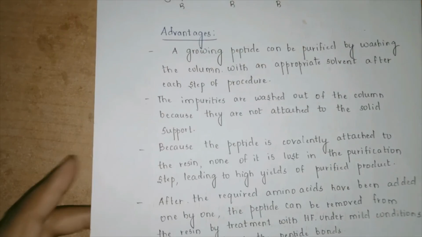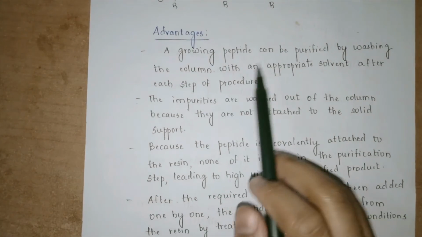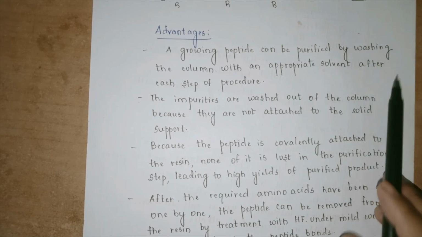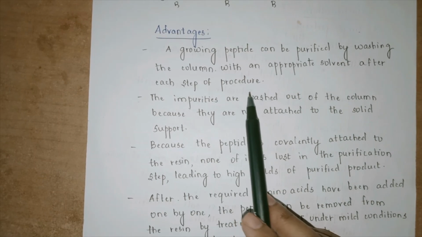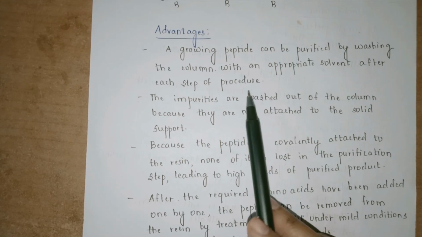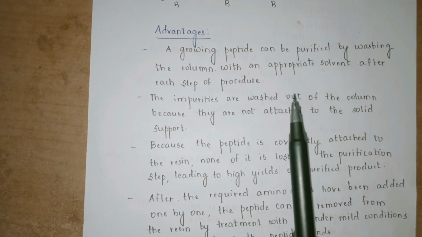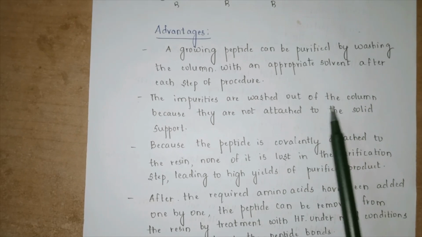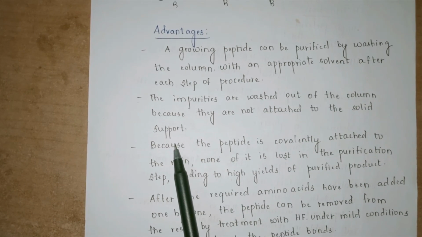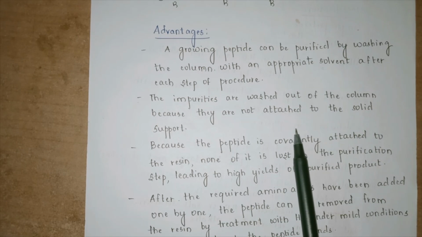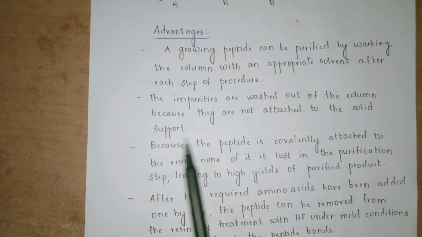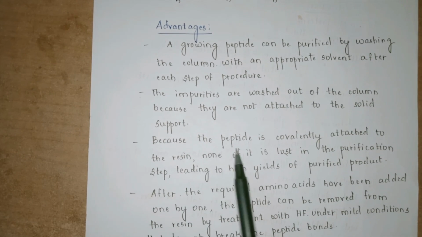So let us see what are the advantages of this process. A growing peptide can be purified by washing the column with an appropriate solvent after each step of procedure. That means every time we need not even do a purification, just simple washing of the column is enough. The impurities are washed out of the column because they are not attached to the solid support. Why the impurities can be washed out easily? Because they are not attached to any kind of solid support, that is the resin, they are not attached.